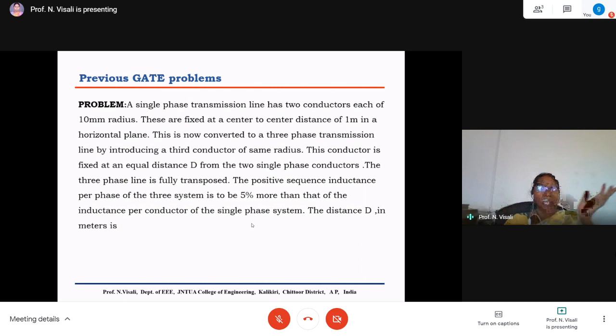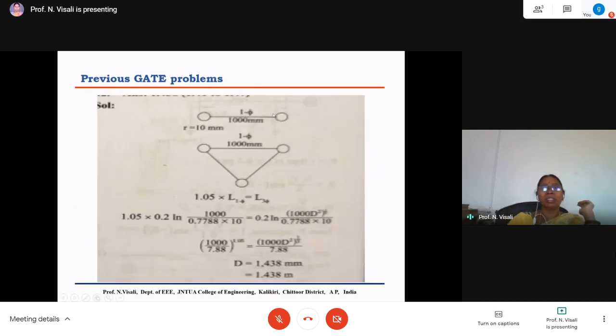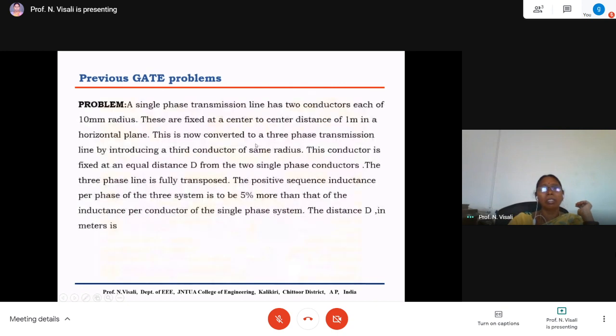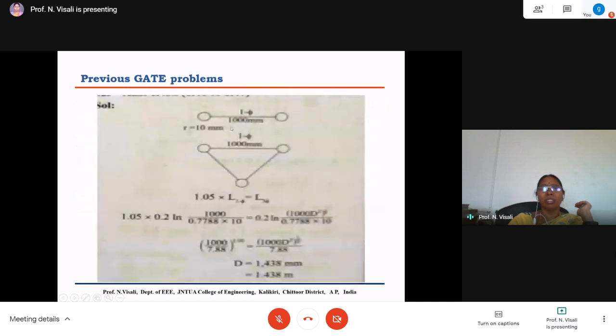Actually they have taken the radius as given. Initially two conductors are connected like this. The radius is 10 mm and the distance between them is 1 meter. Everything is converted into millimeters, so 1 meter means 1000 millimeters and the radius is 10 millimeters. Previously the connection was like this. When one more conductor is added here with equal spacing from these two conductors, it becomes an equilateral triangle and the distance is like this.